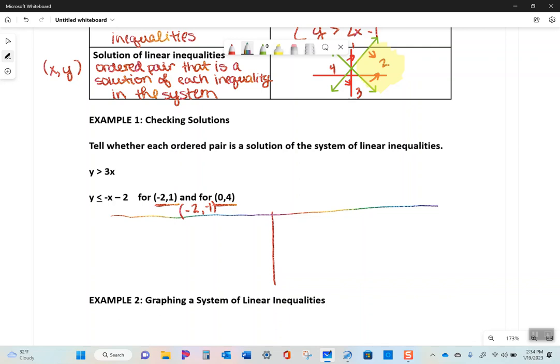So if I have a point and I want to figure out if it's a solution for an inequality, what should I do?